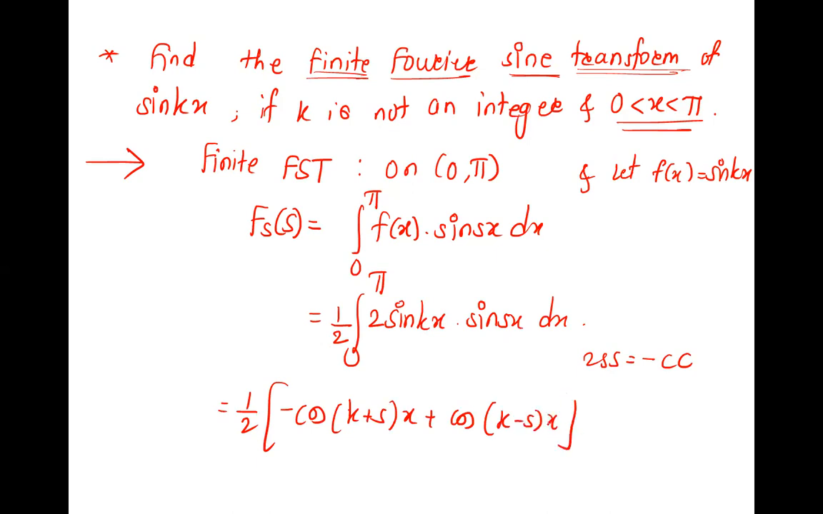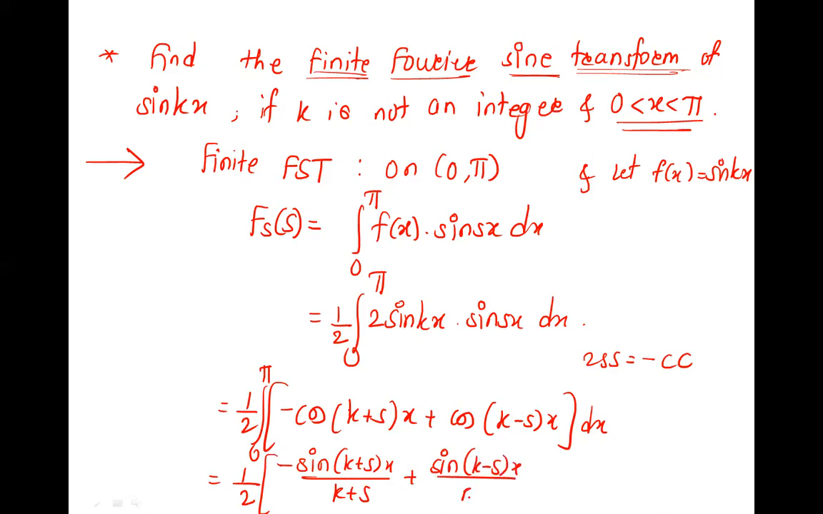But this is integration, right? Integration from 0 to pi. We are just applying the formula. Now we have to integrate both of them. So what is the integration of cos? Sine. Sine(k minus s)x upon k minus s, plus sine(k plus s)x upon k plus s, from 0 to pi.